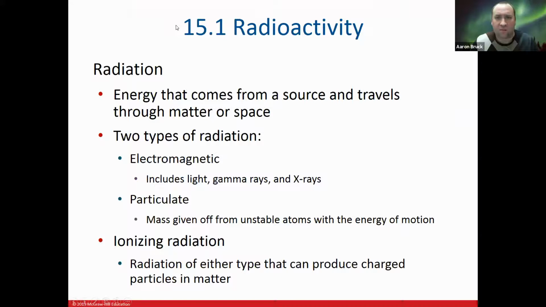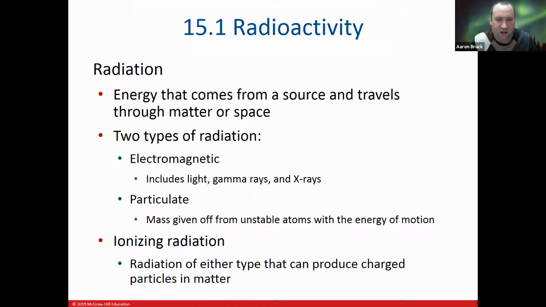Well, first thing we need to talk about with regard to nuclear chemistry is radioactivity. Now, radioactivity is the spontaneous emission of particles from a source. And with that spontaneous emission of particles comes energy that we know as radiation. Now, in total, there are two types of radiation. There's electromagnetic radiation. This would include all forms of light and other kinds of energy, cosmic energy, gamma rays, X-rays, infrared, microwaves, other kinds of things as well.